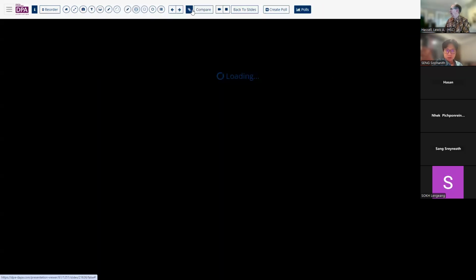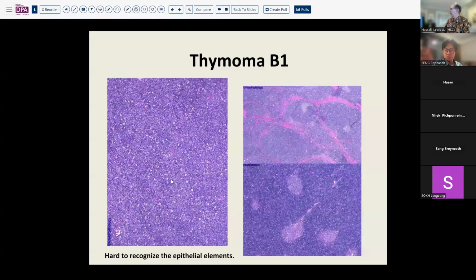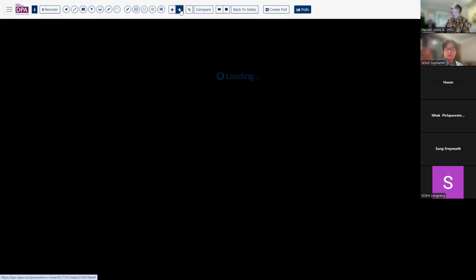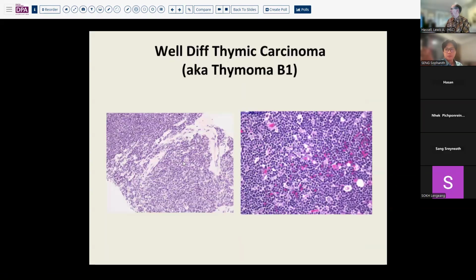So I classified this as Thymoma B1. Bottom line, very hard to recognize the epithelial elements in these B1 lesions. You still may get some degree of fibrous banding in these lesions, and you may have almost germinal center-like areas, as you see here in this area. Here's another slide showing you the very lymphoid-appearing predominance of these lesions.